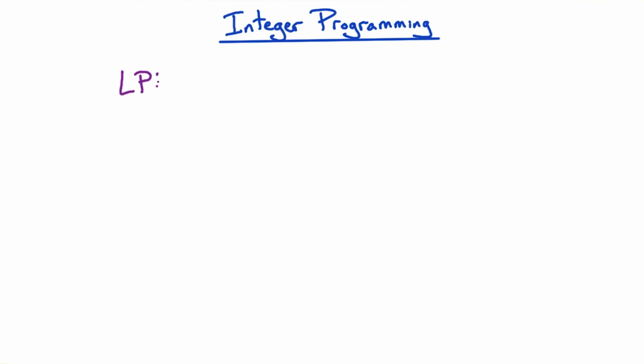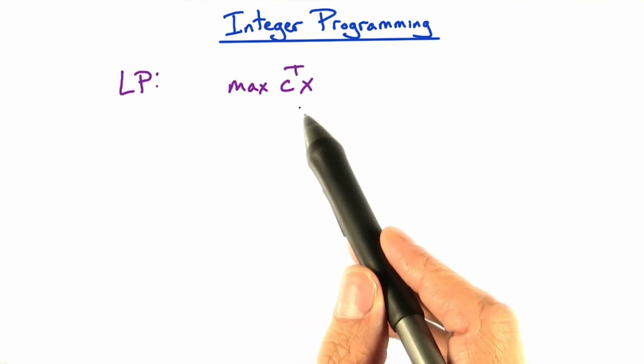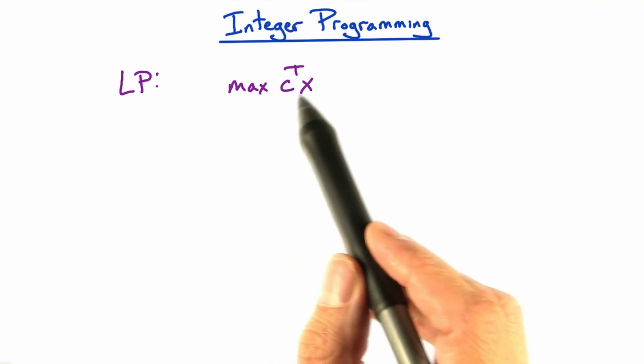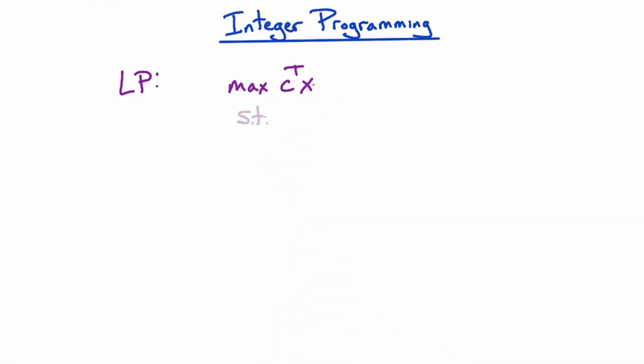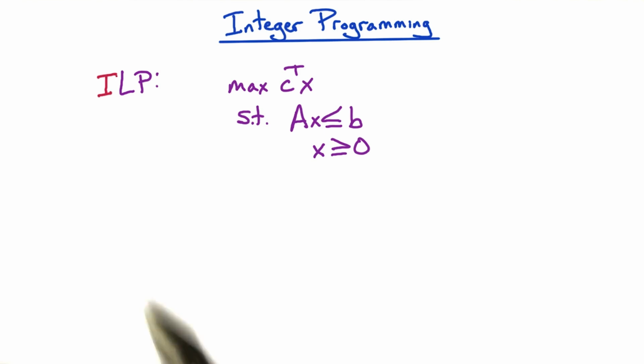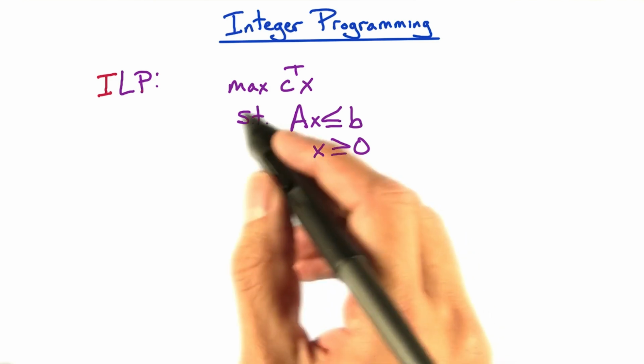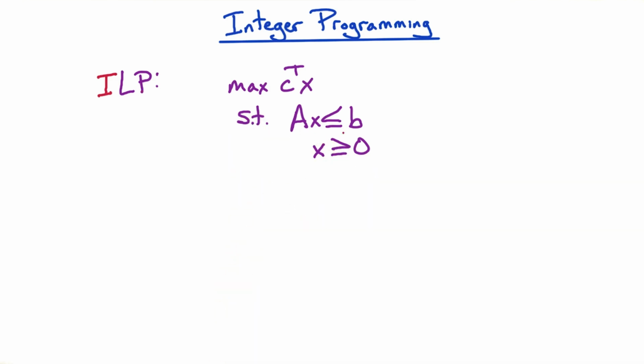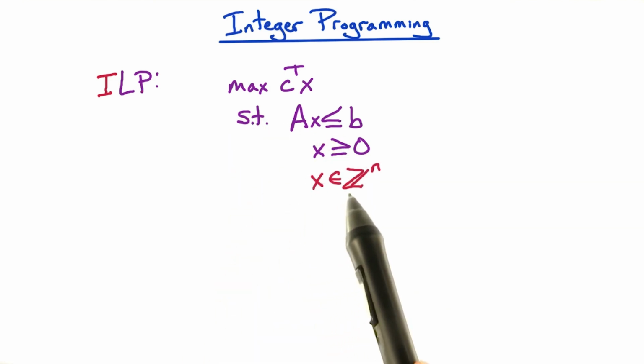Here's a linear program in canonical form. For the variable vector x, we're maximizing c transpose x, subject to the following constraints. Ax is at most b, and x is non-negative. This is the canonical form for a linear program. Now an integer linear program, an ILP, has the same canonical form with one additional constraint. x is constrained to be in Z to the n, where Z are the integers.